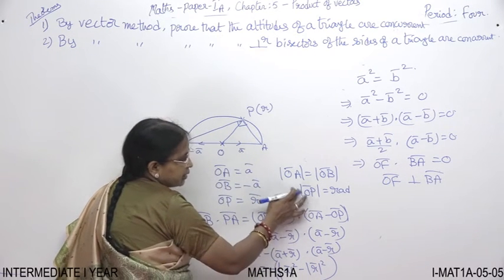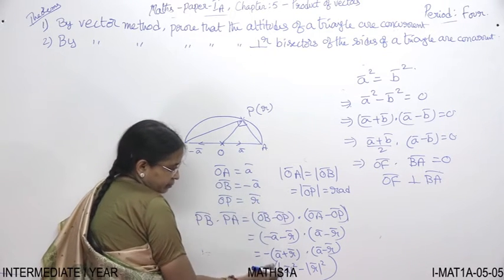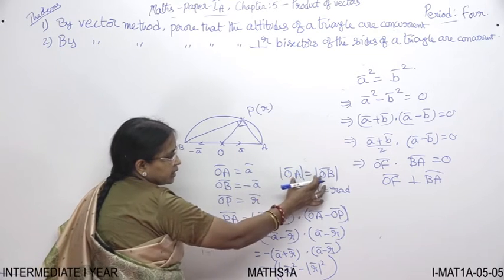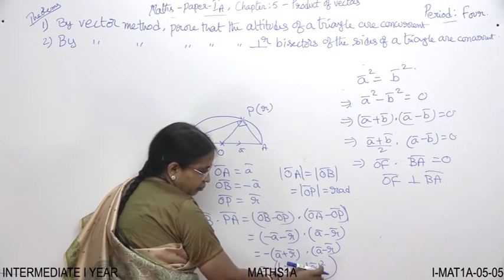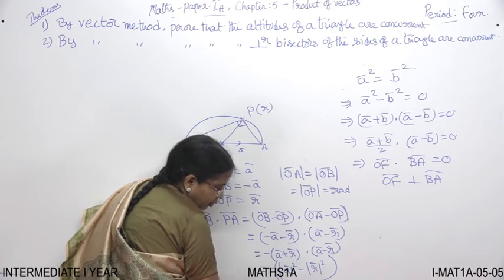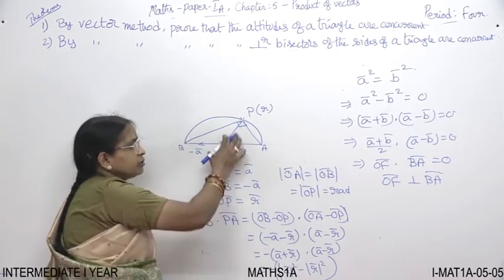So mod A is same as mod R, isn't it? These lengths are equal. So mod OA is A, so mod OA is equal to mod OP. So mod A is equal to mod R. So this becomes 0 because mod A is equal to mod R. So like this we prove.